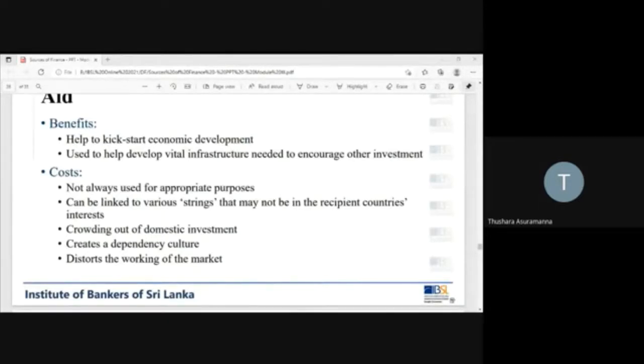It helps to kickstart economic development, obviously. It is used to help develop vital infrastructure needed to encourage other investments. That's again a very important point. They can come up with a bigger investment as aid to support the rest of the economic and investment activities. It could be related to power, highways or harbors. There are so many. If you were to do that alone as a government, as a country, you may not have adequate financial or other resources. But if it is coming free from another government, it could be very useful because it could help other areas to develop. Those are the benefits.